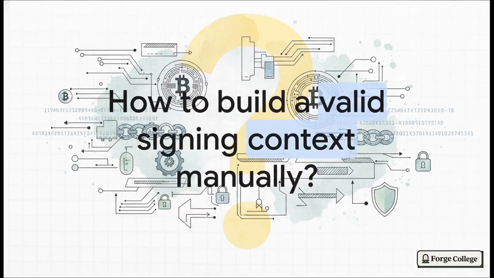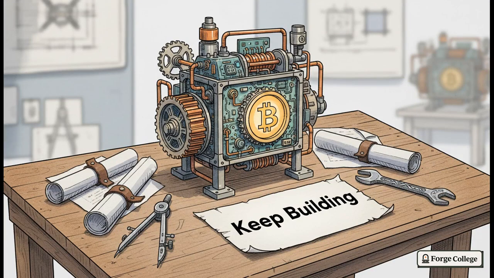So as we prepare for the next step in this module, which is building raw transactions entirely from scratch, I really want you to ask yourself, how will you apply these strict byte encodings to build a perfectly valid signing context manually? Understanding the blueprint we just covered is really the only way you'll be able to confidently construct a transaction that the Bitcoin network will actually accept. And that brings us to the end of our schematic review.